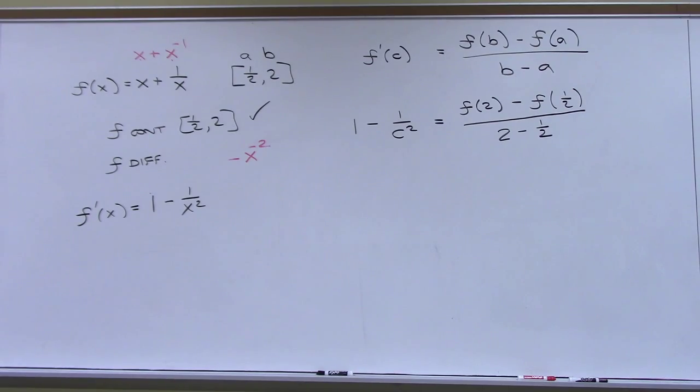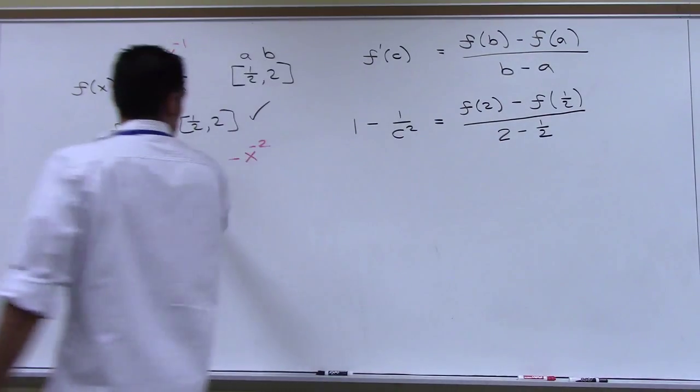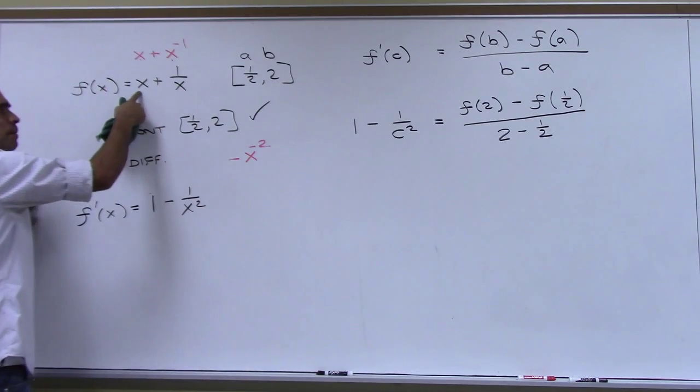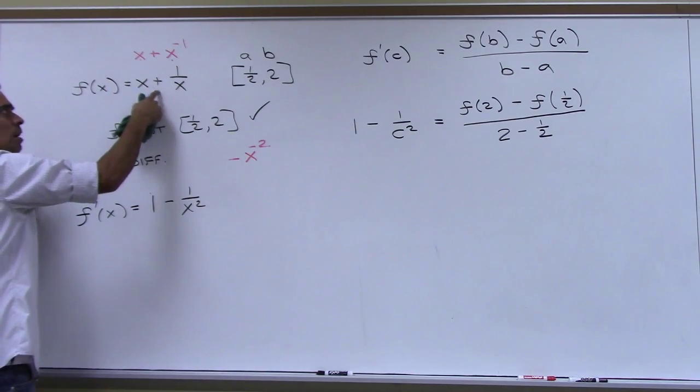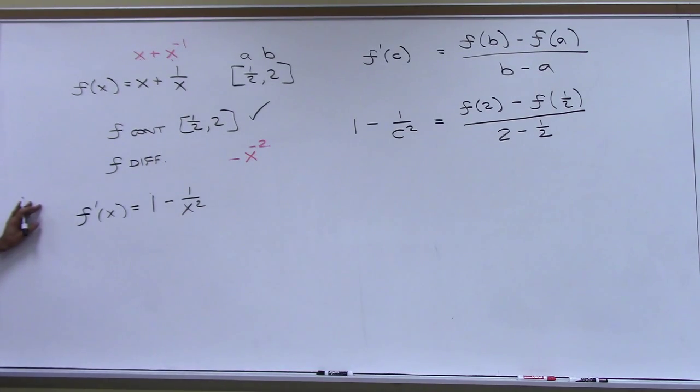Yeah? Now what is f of 2? Well, you've got to go back to the original function, don't you? What happens if I plug 2 in here? 2 plus 1/2, right? 2 plus a half is 2.5. I'm going to write it as 5 over 2. I'm going to keep it as a fraction. 5 over 2.